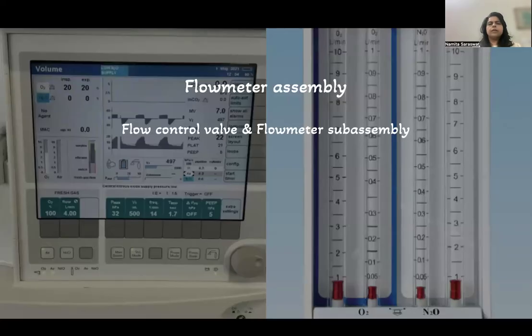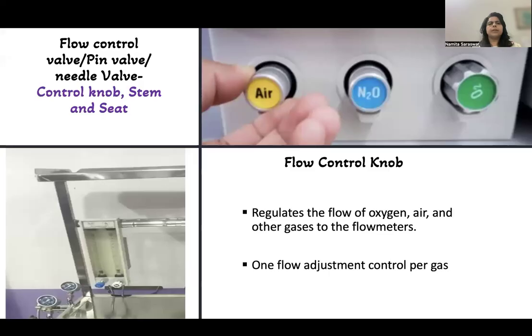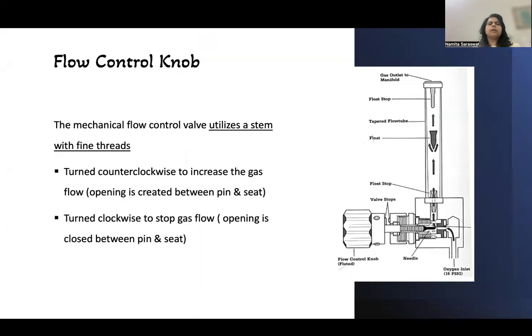The flow control assembly comprises the flow control valve and the flow meter subassembly. The flow control valve is also known as a pin valve or needle valve. It has a control knob, stem, and seat. So the flow control knob, what does it do? It regulates the flow of oxygen, air, and other gases to the flow meter. There is one flow adjustment control for each gas. Okay. Now, how does it function?